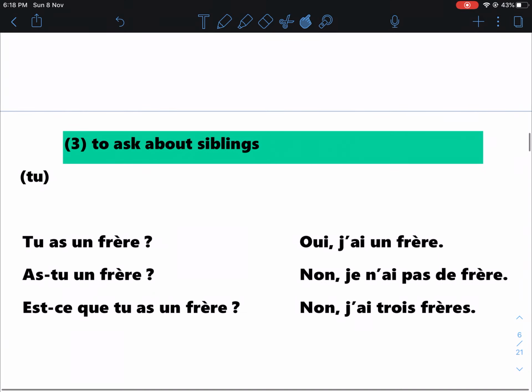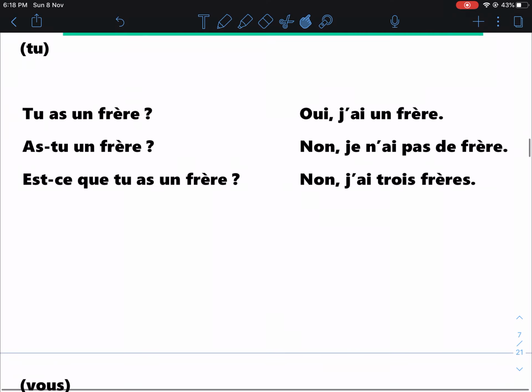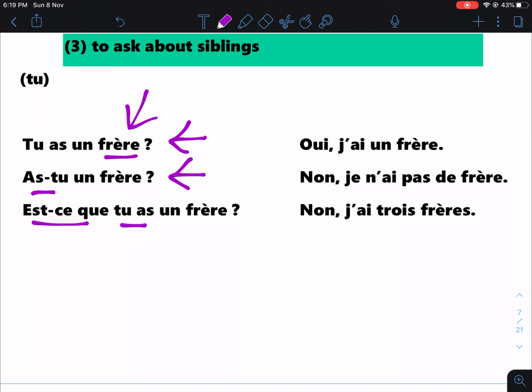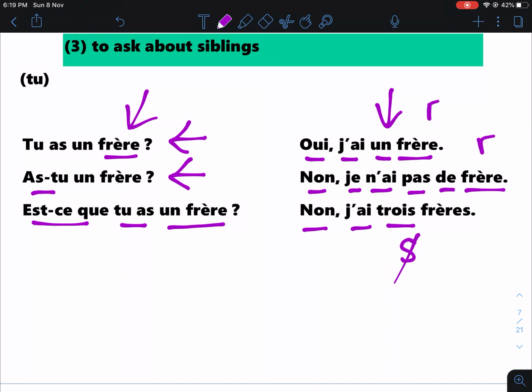Right, now let's move to the next one. Next point is to ask about siblings. Asking about siblings. Here you have tu as un frère. Frère is brother. Tu as un frère. Do you have a brother? As-tu un frère? Est-ce que tu as un frère? Now, you can answer oui or non. Oui, j'ai un frère. Stress at the R. Non, je n'ai pas de frère. No, I don't have brothers. Non, j'ai 3 frères. The S is silent. No, I have 3 brothers.